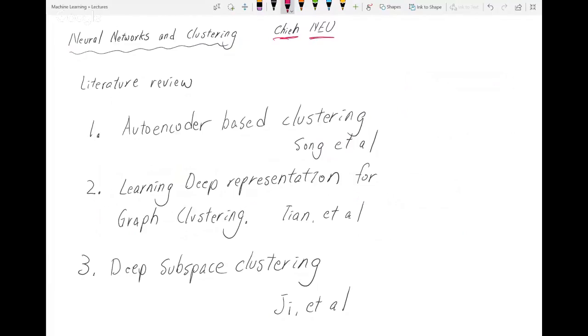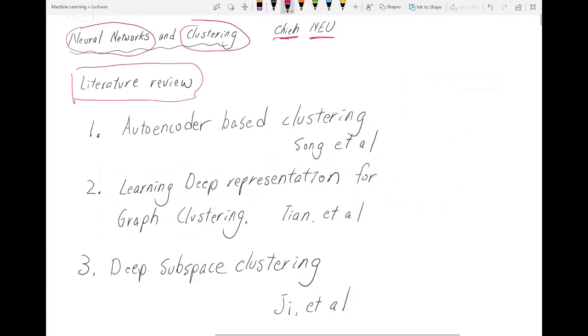I'm from Northeastern University, and today I want to go through kind of a literature review on the topic of neural networks and clustering. This is not something that people talk about very often, which apparently is what I do. I just do things that most people don't talk about very often. In neural networks, people tend to deal with supervised learning, and clustering is not exactly supervised.